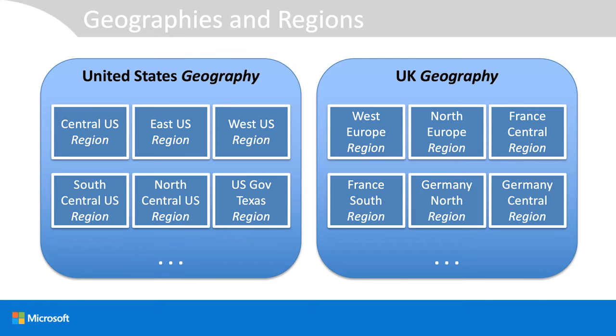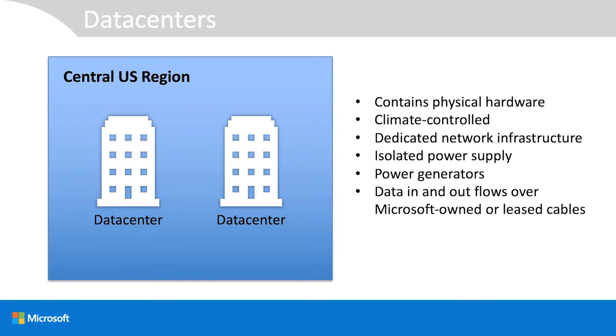This slide shows a couple of different geographies, the United States geography and the UK geography. Now, within each geography are several Azure regions, and when you create an Azure resource, you can choose which region that resource is created in. As I said before, Microsoft has built data centers in each of these Azure regions. So for example, here's the central US region.